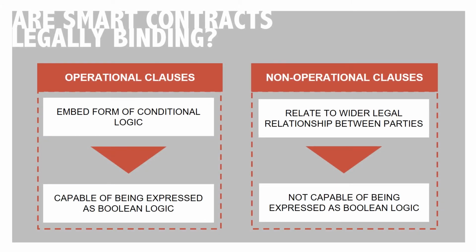To better understand this overlap, we need to distinguish between operational and non-operational clauses. Operational clauses generally embed some form of conditional logic, meaning that upon the occurrence of a specific event, a deterministic action is required. Therefore, while the operational clauses as part of contracts are capable of being expressed in Boolean logic, the non-operational clauses cannot, as they relate to the wider legal relationship between the parties involved. Thus, at the current state, only operational clauses can be translated to smart contracts with legal certainty.